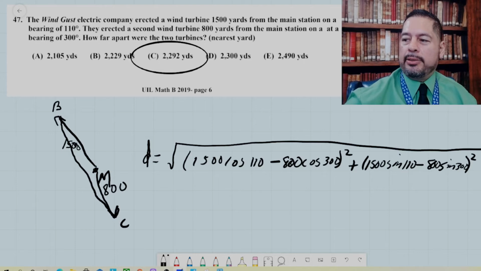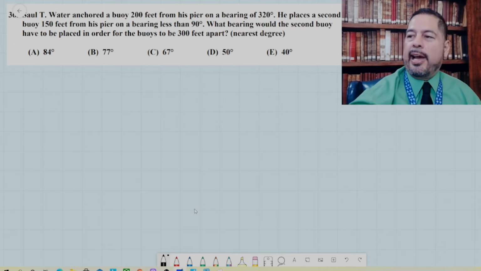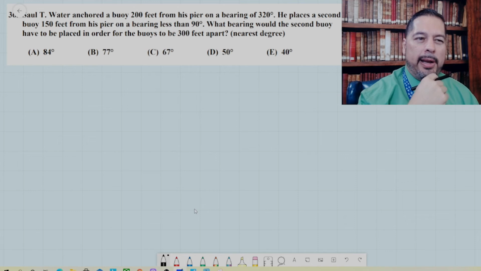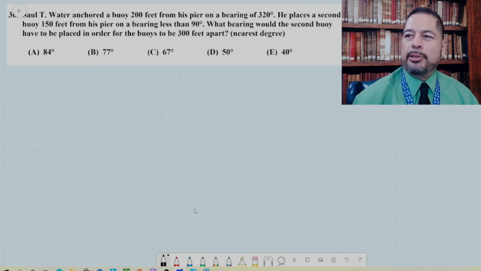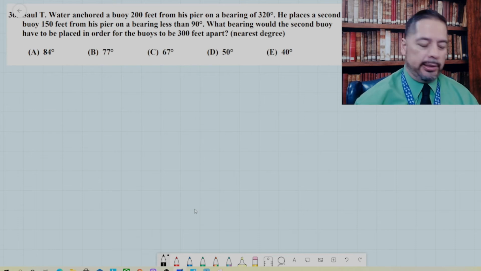Okay, so let's go ahead and do a new table and go on to the next problem. All right, now we're going to look at a second type of bearing problem. This one's slightly different from the first one. Again, we have to know the mathematics so we can deal with the variations. This one comes from the UIL district release. I believe that's the E release, I forget. But this is the UIL district release for the year 2019.